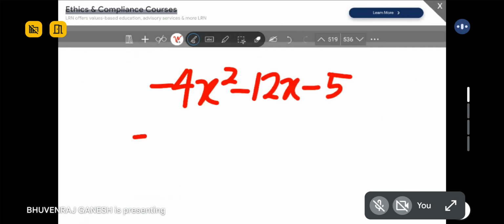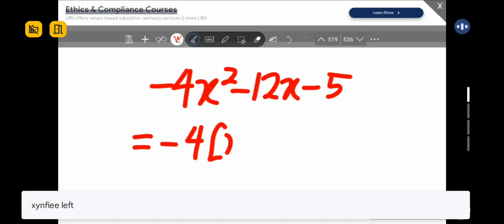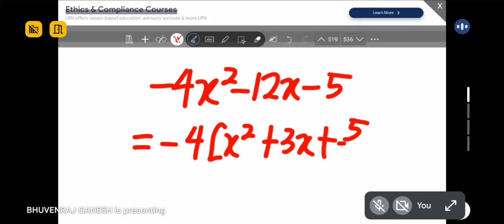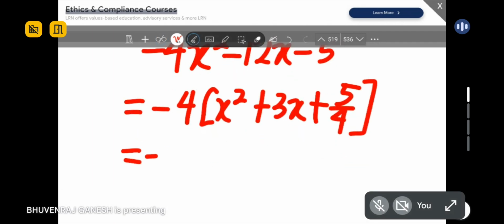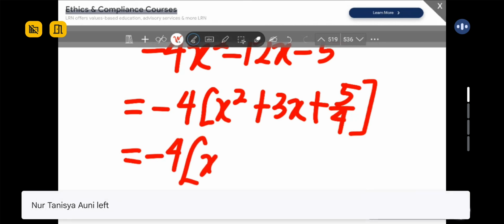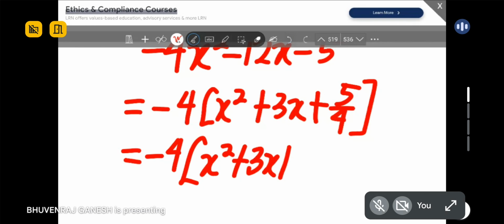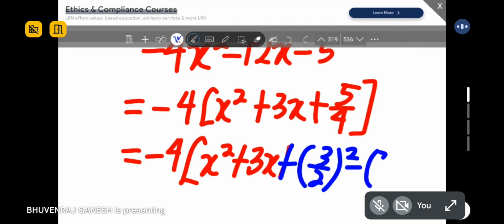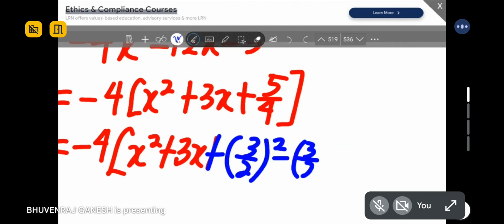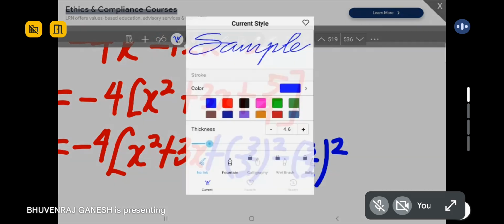Okay, so first step, make your a equal to 1. Okay, nilai a kena 1. So you just factorize out negative 4, giving x squared plus 3x plus 5 over 4. So you factorize and then you add b over 2 square minus b over 2 square. So you add it over here. Okay, plus b over 2 square, minus b over 2 square. So this is the concept. Okay, and then plus 5 over 4.